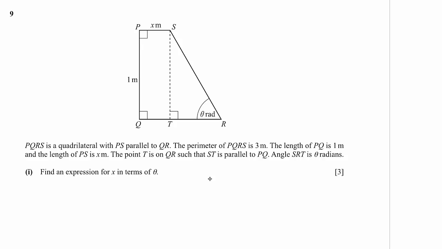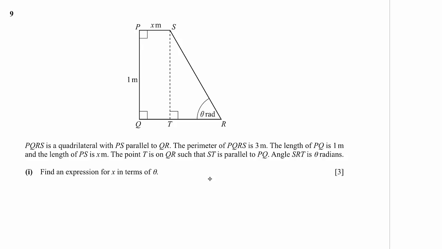PQRS is a quadrilateral with PS parallel to QR. So in other words, what we have here is a trapezium. The perimeter of PQRS, so that's the distance all the way around this, is 3 meters. The length of PQ is 1, as shown in the diagram.